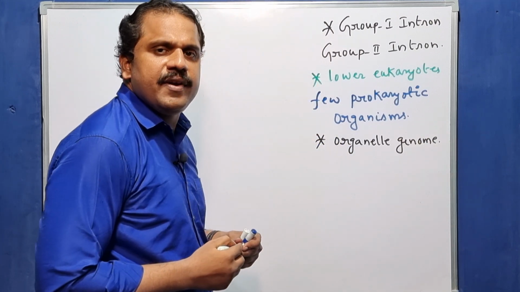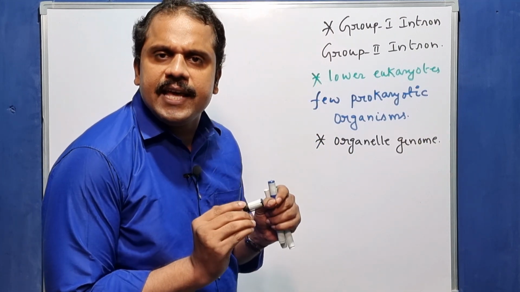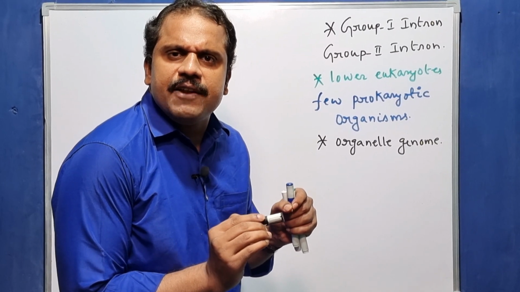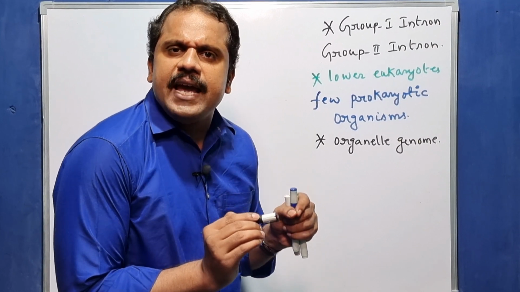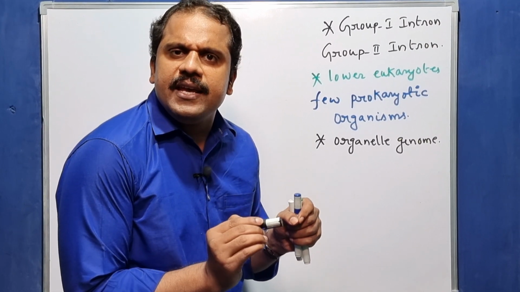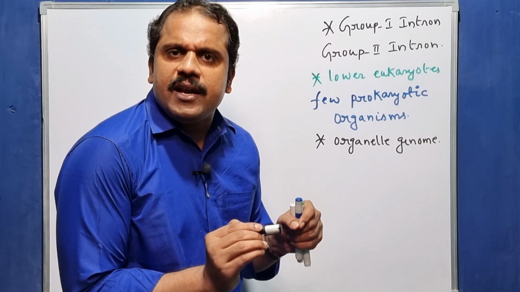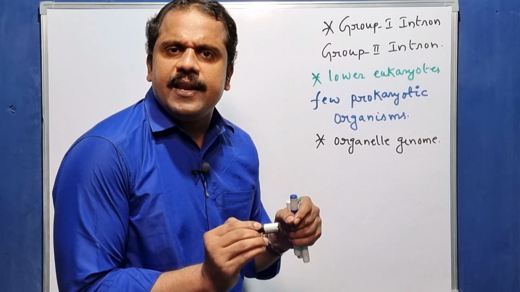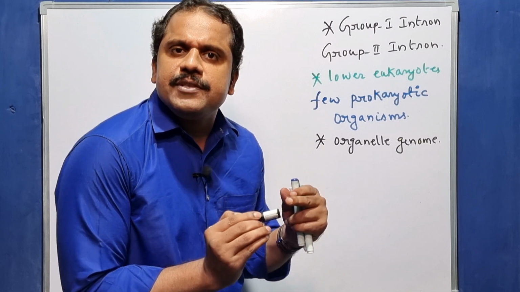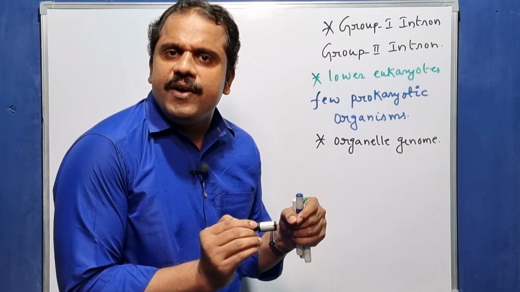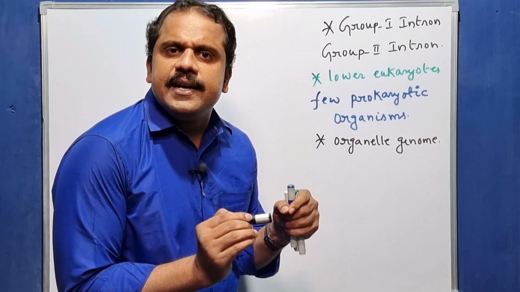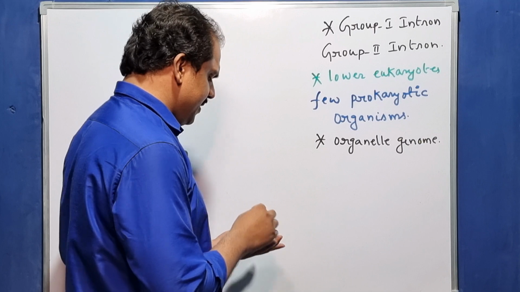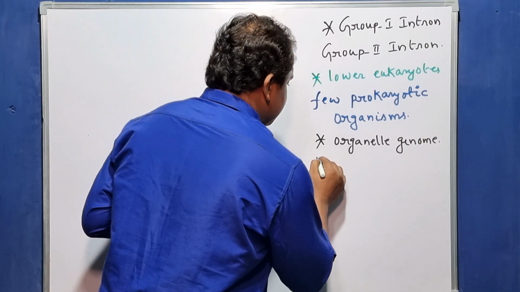So here these group 1 introns and group 2 introns are termed as self-splicing introns. Is it clear? So why are they termed as self-splicing introns? Because without taking advantage of any external factor, without any external snoRNA, these group 1 introns and group 2 introns are capable of catalyzing or organizing the splicing mechanism. That is the reason why they are termed as self-splicing introns. Is it clear? So let me write it here. Self-splicing introns.